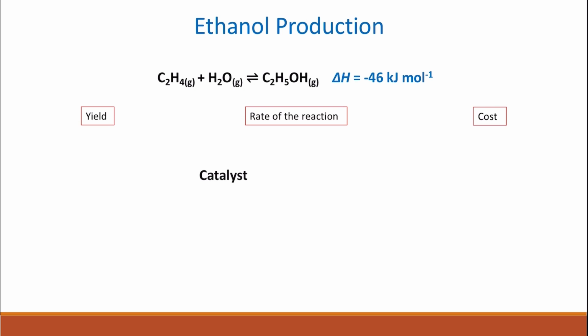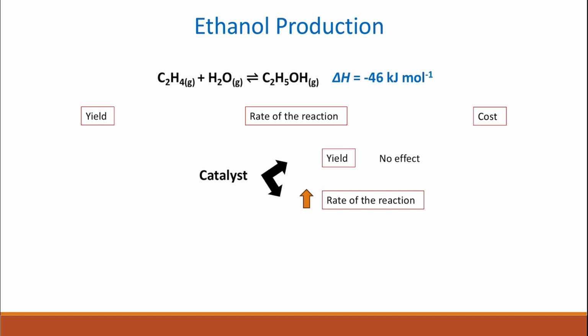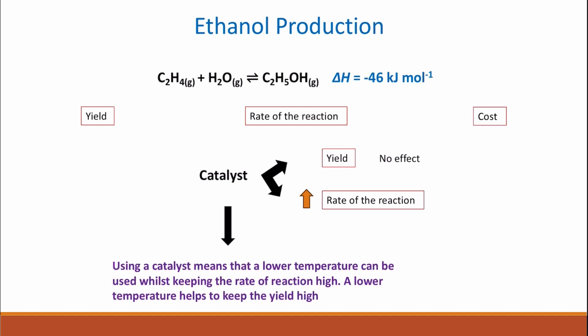And finally, the use of the catalyst. The catalyst will have no effect on the yield, as we can see, because the use of the catalyst will increase the rate of both the forward and reverse reaction at the exact same rate, so there is no effect on the yield. However, the rate of the reaction will be faster, meaning that we will reach the equilibrium faster. So the use of the catalyst will allow you to get the product at a faster pace.